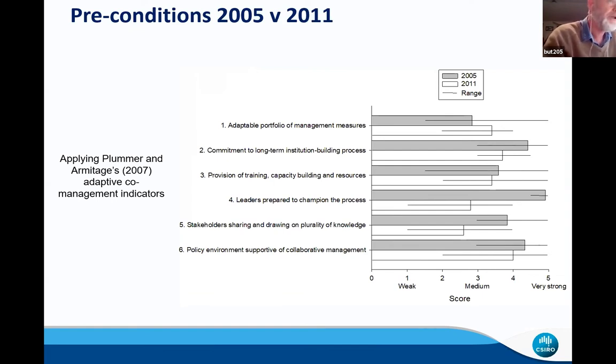The adaptable portfolio of management measures had increased as the process had gone on, but the commitment to long-term institution building had declined, basically because once the government had set the whole thing up with us and the stakeholders, they pulled back and a bit of energy went out of the process. Provision of training, capacity building and resources had declined slightly. Leaders prepared to champion the process, which, as I mentioned earlier, was an important one, had declined significantly and was a significant weakness, we thought, of the process.